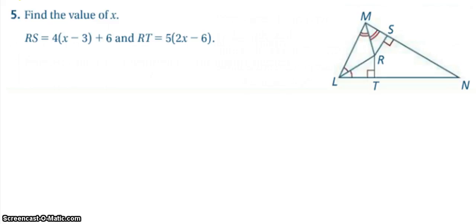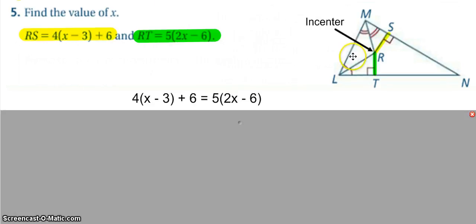So then in 5, we want to find the value of x. So check out what given information you have, how you can utilize it to find your value of x. Pause the video and come back when you have your answer. Because I see that R is my incenter since it comes from the angle bisectors, I know that RS will be congruent to RT since they are both perpendicular to the edge and they go to the incenter.